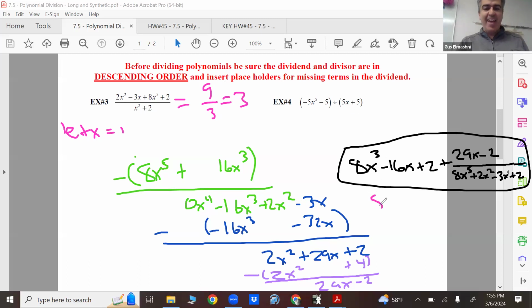Plug in here. 8 minus 16 plus 2. Okay, I feel a little good, there's a 27 up top. And down below, I know it's a 9. Okay, I'm feeling good. Negative 8. Oh, no. Oh man.